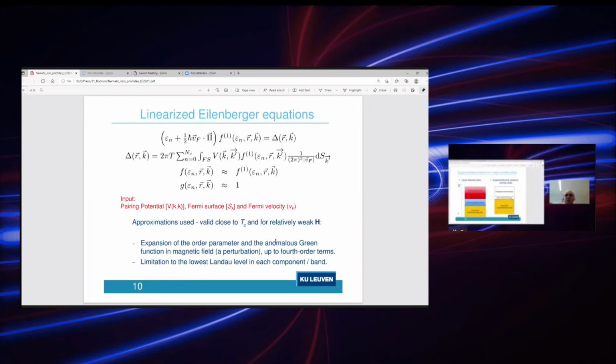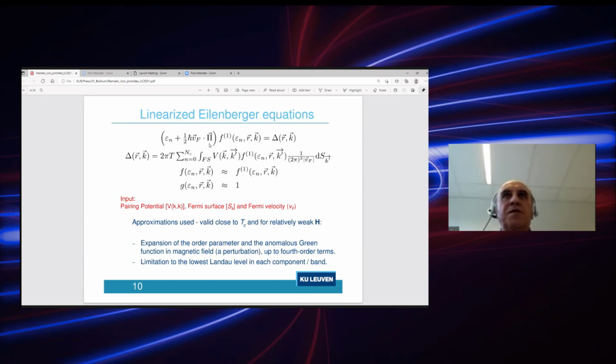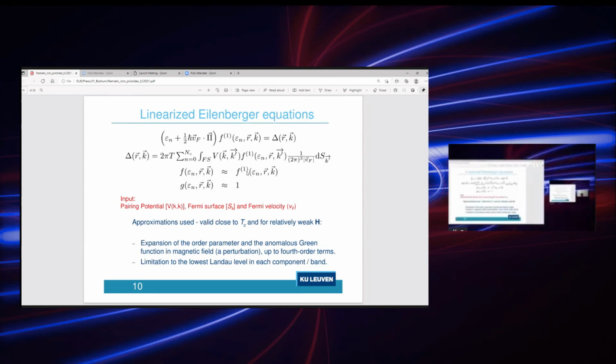To describe this, we use the linearized Eilenberger equation, because we are going to describe the nucleation of superconductivity to derive the second critical field. For this, it is sufficient to use the linearized Eilenberger equation. These are these two equations. I will not enter into details. The only thing we have to say is that the input to solve this equation is the pairing potential, the Fermi surface, and the Fermi velocity. And then we do the solution of this.